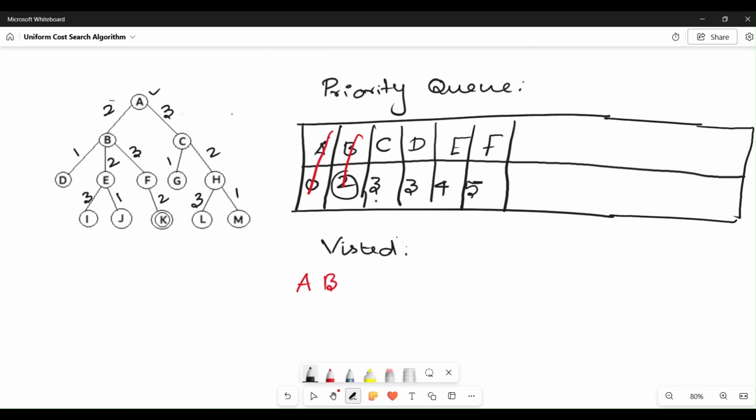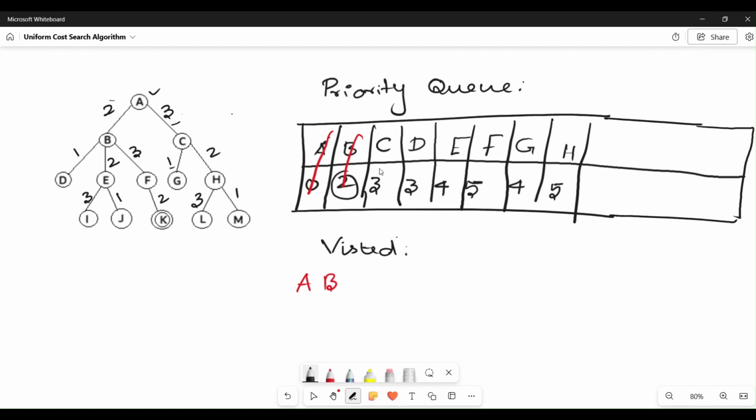Now we will check the lowest cumulative path cost from this. There are two values with the same cost. Actually in a priority queue, the one that was added first will be considered first. Now we will be traversing with C. There are two nodes, G and H. So let's find out the lowest cumulative path cost first. The distance is 3, 3 plus 1 is 4, and 3 plus 2 is 5.